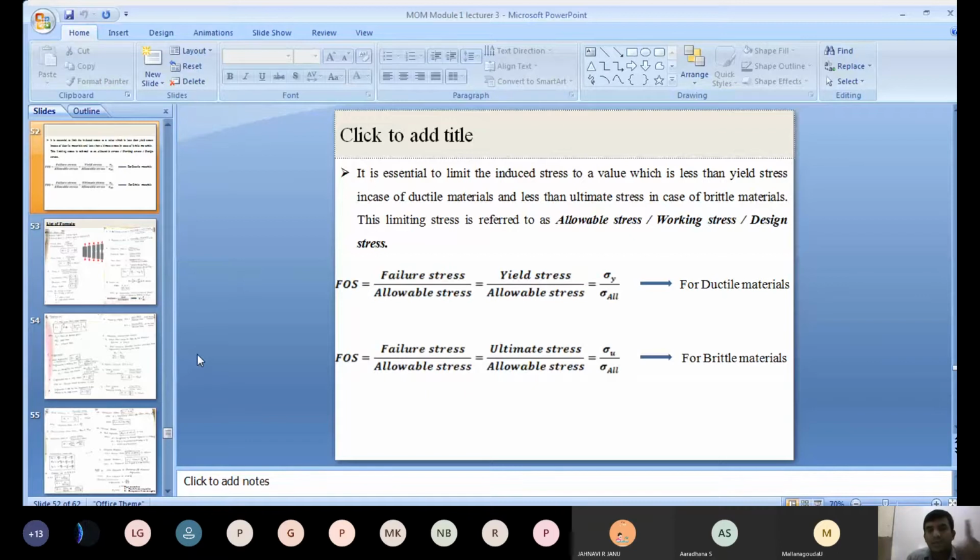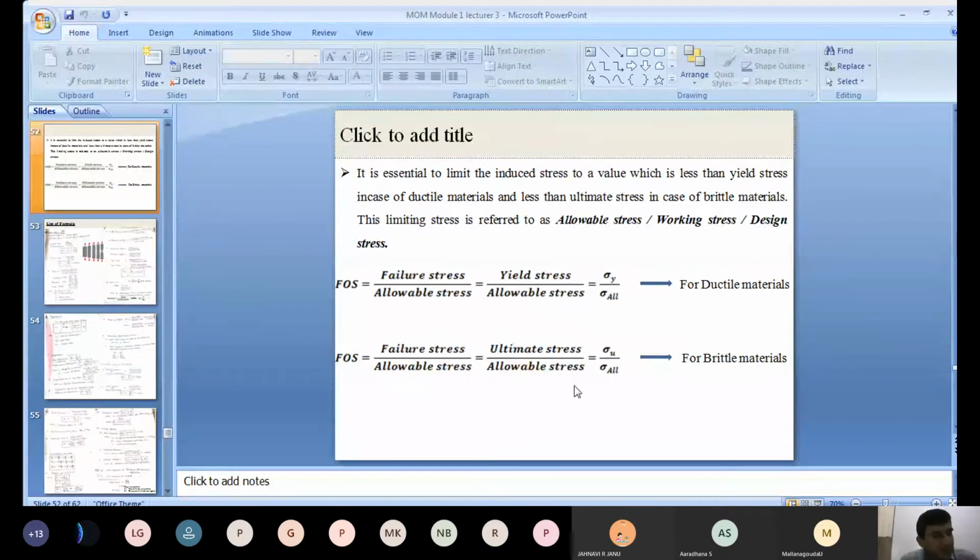Now remember, the general formula for factor of safety is the ratio of failure stress to allowable stress. For ductile material you use yield stress; this is the formula you should remember. For brittle material, this is the formula you should remember. Always remember the factor of safety should be greater than or equal to 1. Usually for Indian engineering materials, you always take greater than 1. Maybe 1, 2, 3, 4, even 7 we consider, depending upon the type of engineering material and the application.